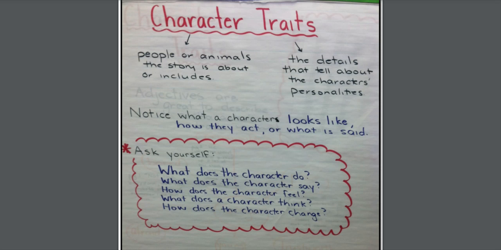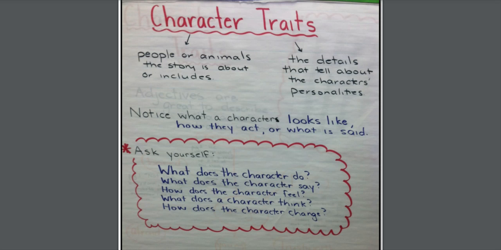We can identify the physical character traits, so what somebody looks like, or we can describe them with their personality character traits. Okay, so we ask ourselves some different questions. We notice what a character looks like, how they act, what they say. So we can ask ourselves these 5 questions.